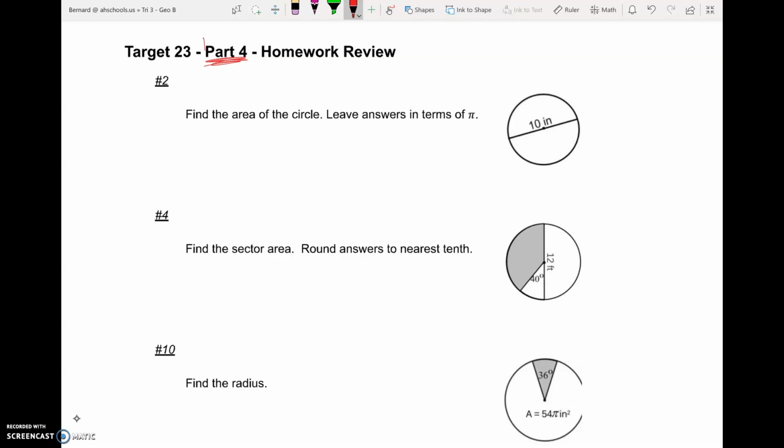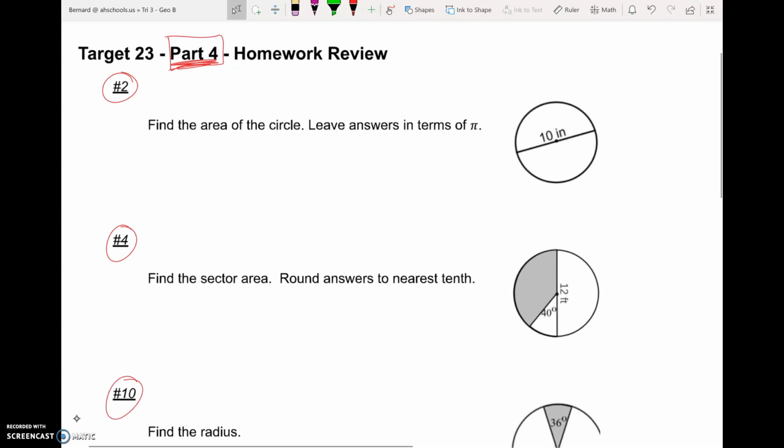This one definitely goes along with the Part 4 worksheet, all about finding area of circles and area of sectors within circles, right? Like part of a circle. And so again, this matches up with the Part 4 worksheet. And so we're going to be going through problems 2, 4, and 10 from that worksheet. And so let's just get to it.